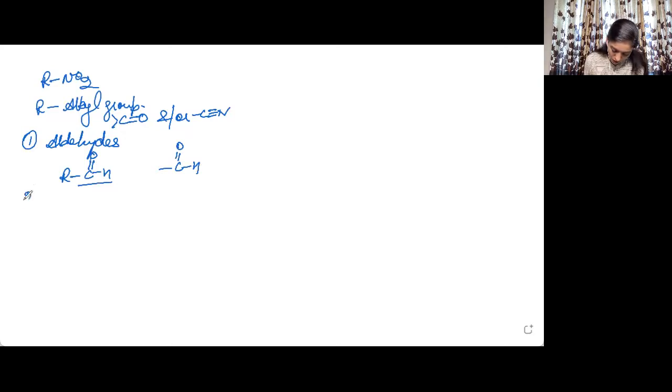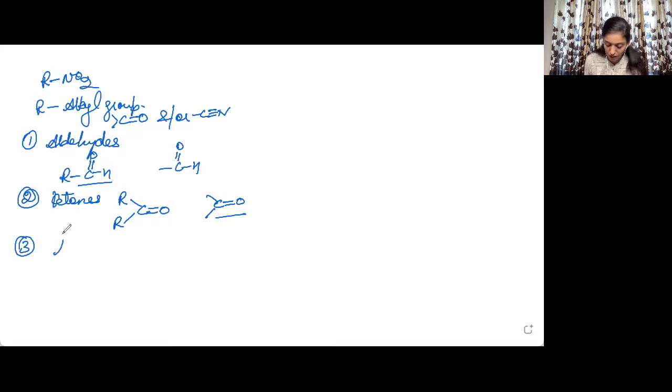Okay, then we have ketones. We have R. On two sides of the carbon-oxygen double bond, there are two alkyl groups. So this is the functional group. Because of this group, ketones will be having their specific chemical properties. Then the next compounds in which there is a carbon-oxygen double bond are carboxylic acids. It is R, C double bond O, OH.